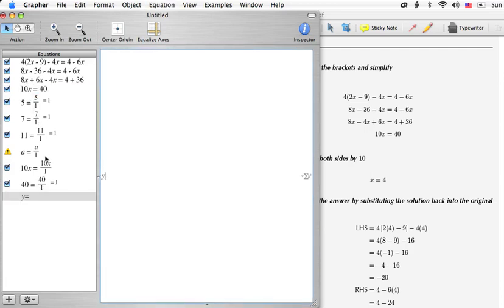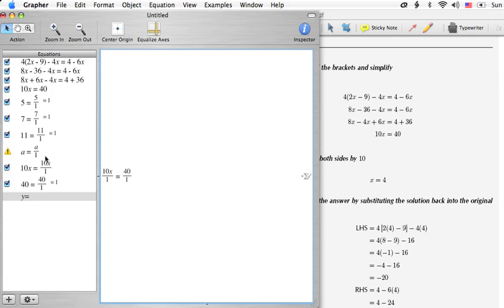Let's put up a new equation. We're going to have 10 over 1. I have to do the 10. If I do it the other way, let me show you what happens, why I'm not doing it that way. If I do 10x over, oh, that actually did it the right way. Forget what I was saying. 10x over 1, and then equals 40 over 1.